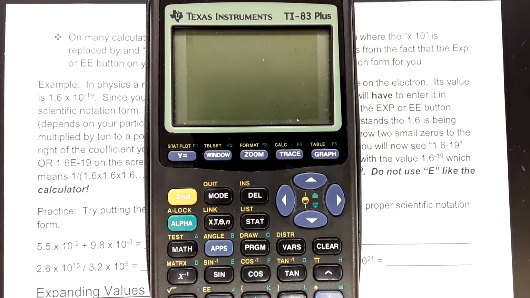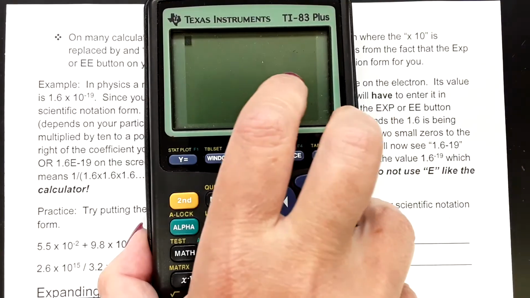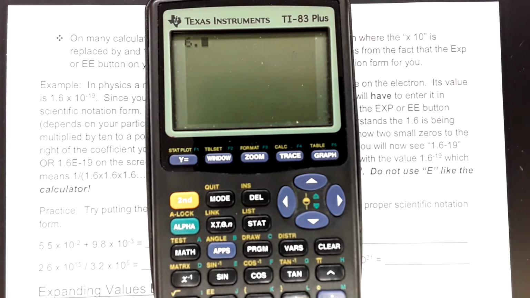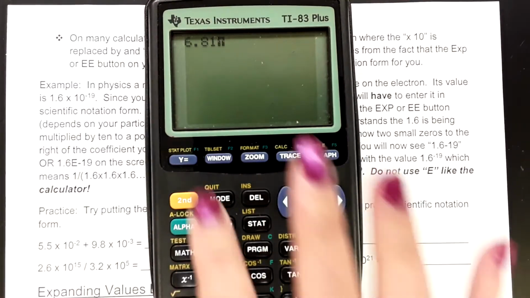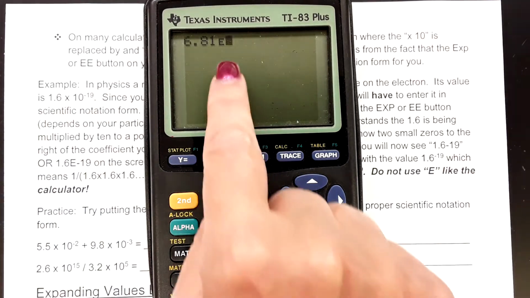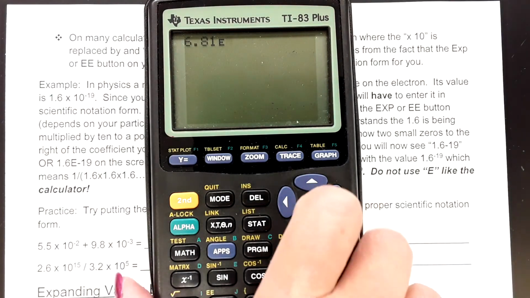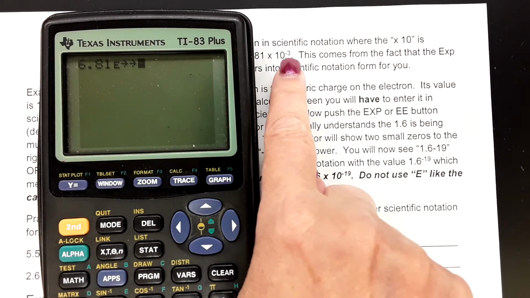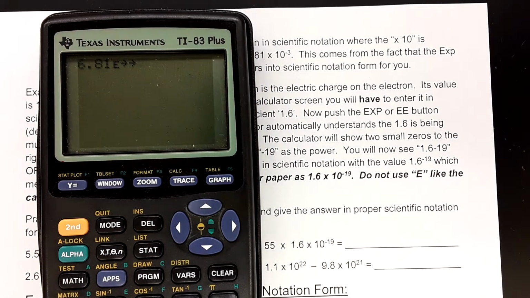I'm going to put in the coefficient first, 6.81. So there's the coefficient. Now I need the calculator to know that this is a number and I'm not finished writing it in yet because it has a power of 10. It's in scientific notation. So I'm going to hit second E. That's the same as saying times 10. And now it's prompting you for the power. So in this case, the power is negative 3. So I'm going to hit my change sign button and then the 3.